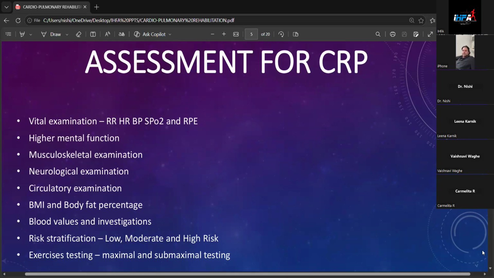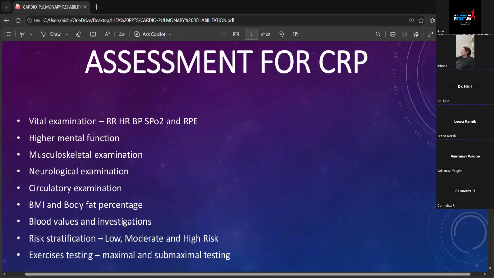Okay. So once the patient comes to you, whether in your clinic or admitted in the hospital, IPD, or ICU, the assessment is very important. We'll take an example of a patient with ischemic heart disease because of coronary artery disease. So first, whenever you go for assessment, you always have to first check the vitals. The major vitals are respiratory rate, heart rate, blood pressure, saturation, and RPE.